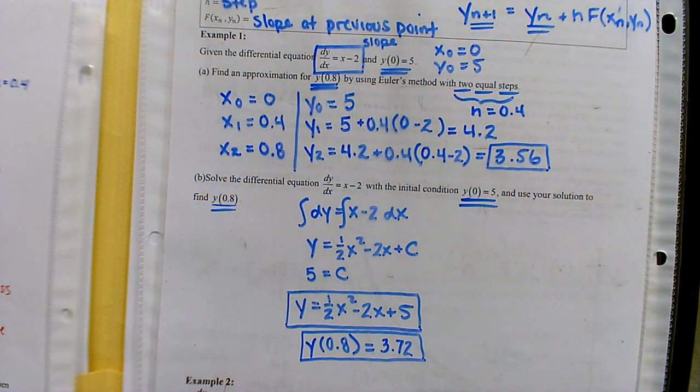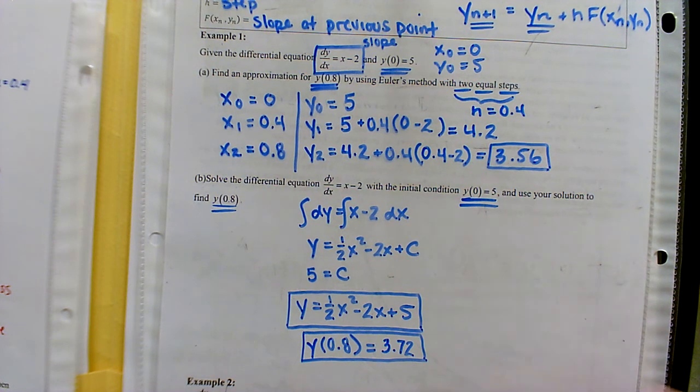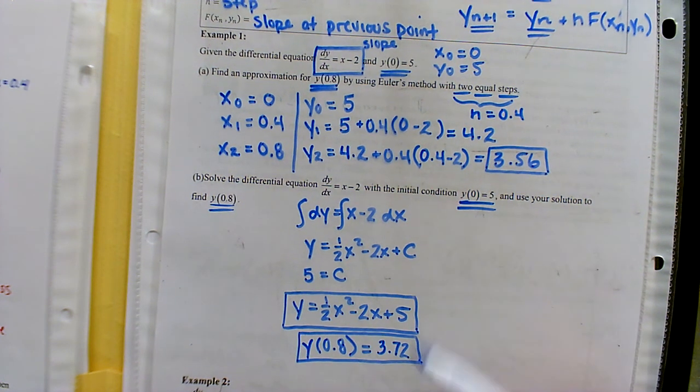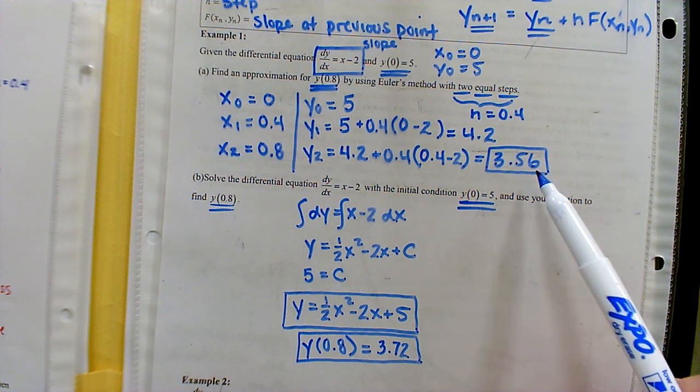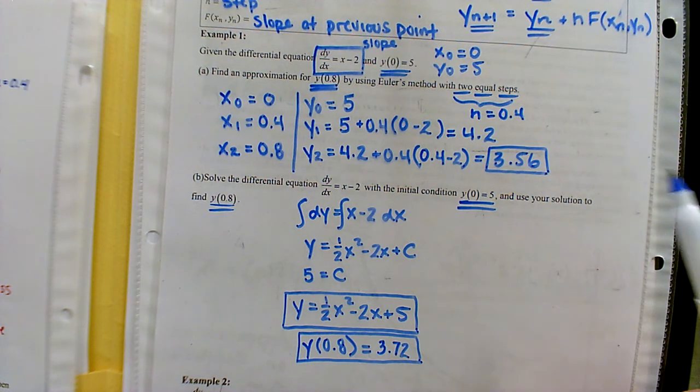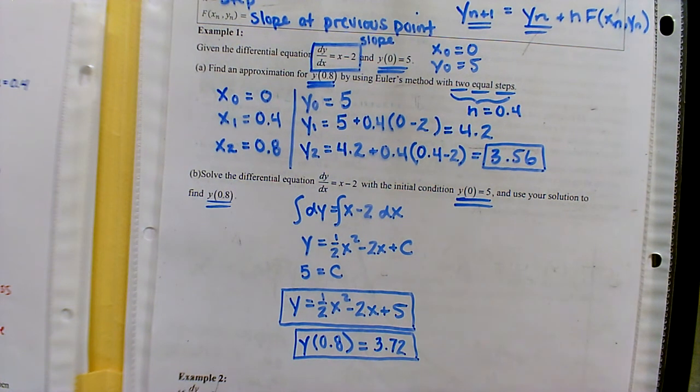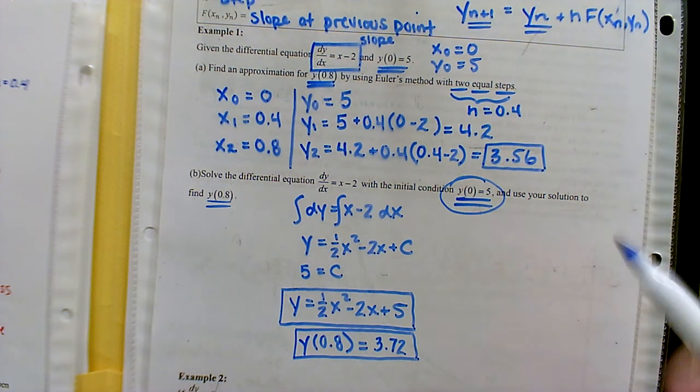We get 3.72? Yeah? Okay. So if that's the actual point, I know this isn't part of the problem, but just out of curiosity, if the actual point is located at 3.72 and Euler's approximation for it was 3.56, do we know the concavity of the graph at this point of 0, 5? Yeah. Concave up. Concave up, there we go.